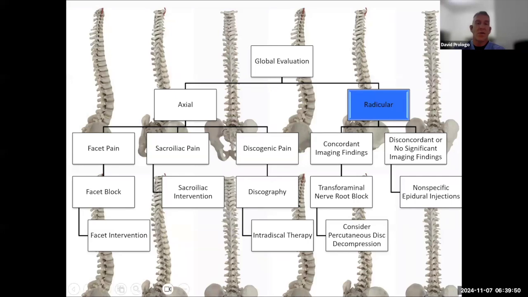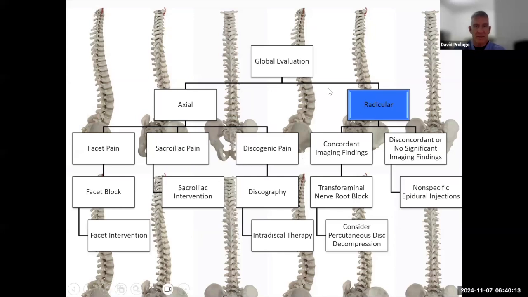So also over here, these are causes, right? Also over here on the axial side should be this non-specific epidural injection or midline epidural injection, which we're going to talk about in a second, for patients who have axial back pain and not one of these other causes. So keep that in mind.